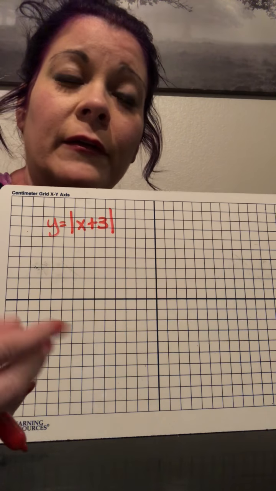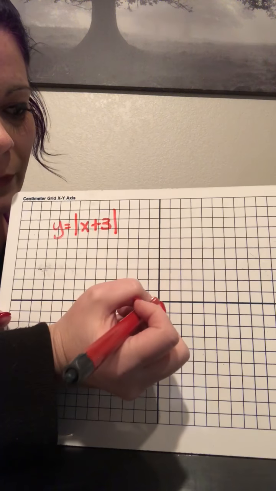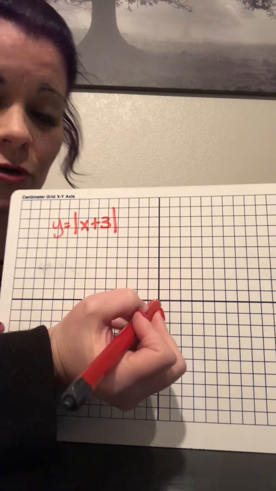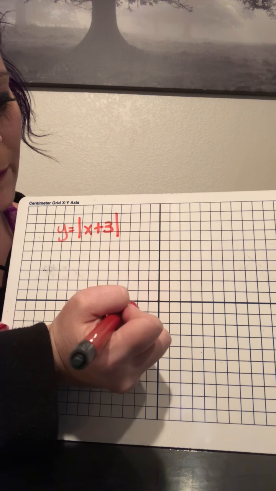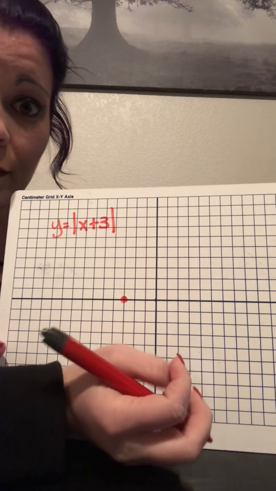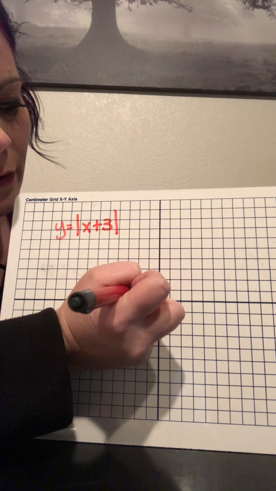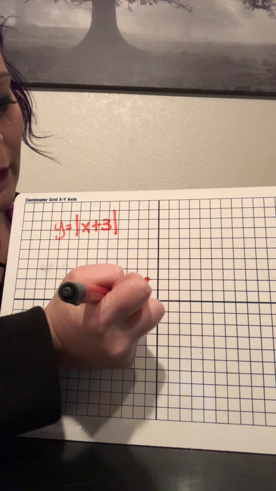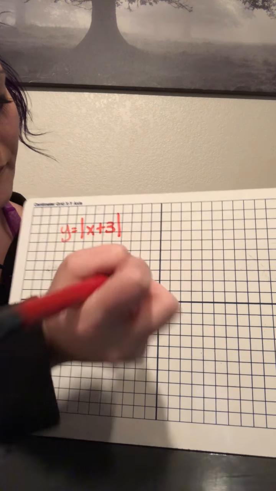Both lines still have a slope of 1, and the other line has a slope of negative 1. Remember that graph started at the origin, and so we shift it 3 to the left, 1, 2, 3, and that becomes our vertex. Then you just do the slope again, over 1, up 1 on this side and on the other side, and then you graph it again.